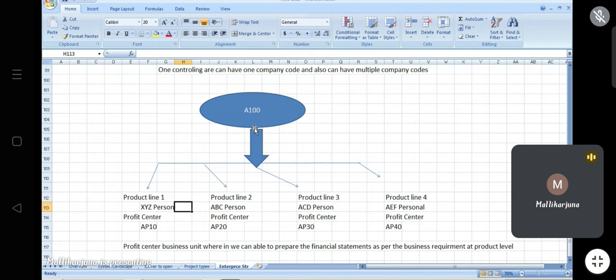They have n number of plants. For each plant they have defined a profit center. So not only product line, we can also classify the profit center based on regions. That is purely discretionary to the business. Here, as part of our organizational structure, we are trying to understand that under the company codes we will have the profit centers.